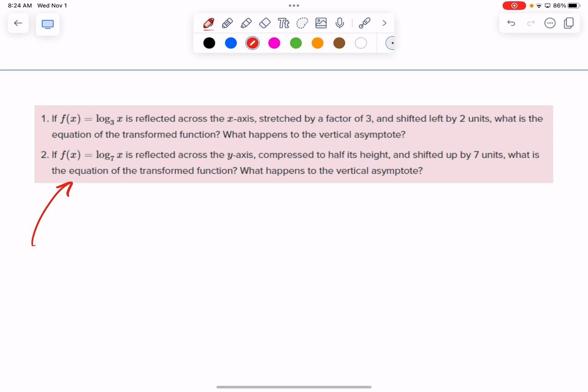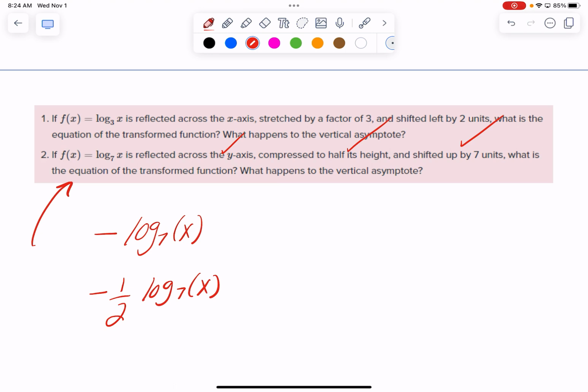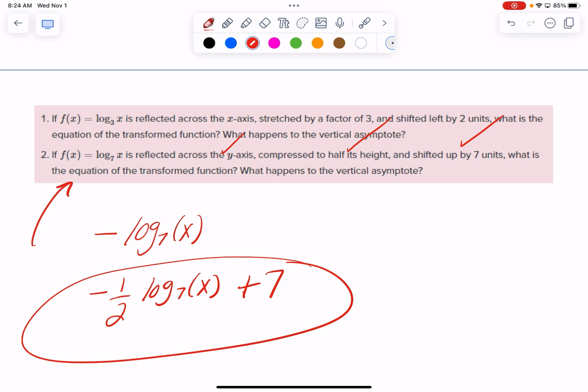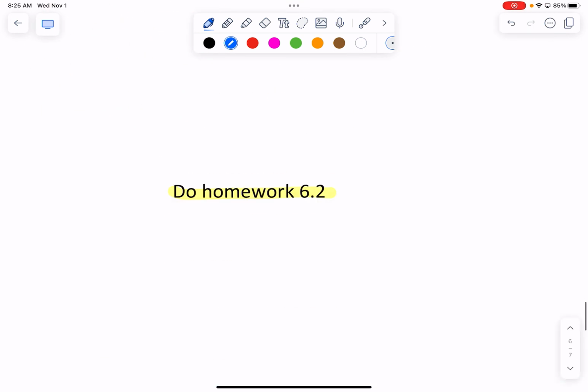Let's do number 2. It says, write the equation if it's reflected across the y-axis. So you have to ask yourself, reflected over the y, does the negative go outside or inside the parentheses? Outside. So you'd say negative so far, log base 7 of x, yeah? That just is the reflection across the y. Compressed half its height. So won't it be negative 1/2 log base 7 of x, yeah? Shifted up by 7, yeah? And then it asks, what's your vertical asymptote? You'll say it's the shift left and right. 0.